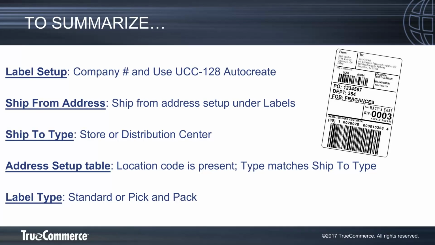To summarize, be sure the following steps are taken in order to print your UCC 128 labels. Under Label Setup, your UCC or GS1 ID is filled in under the company number field, and the Use UCC 128 AutoCreate box is checked. Also under Labels, that your ship from address information is filled in, that the ship to type and label type fields are filled in on the main tab of your ASN, and that the location code and type are set up correctly in your address setup table.